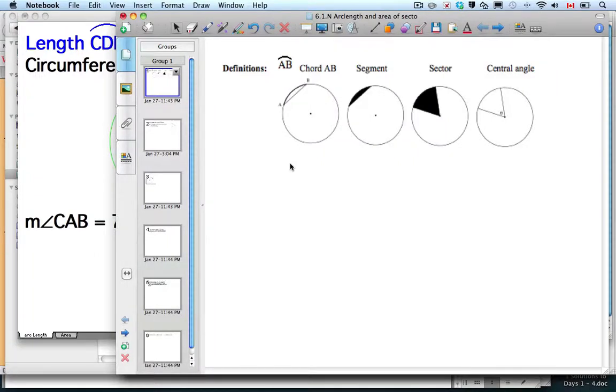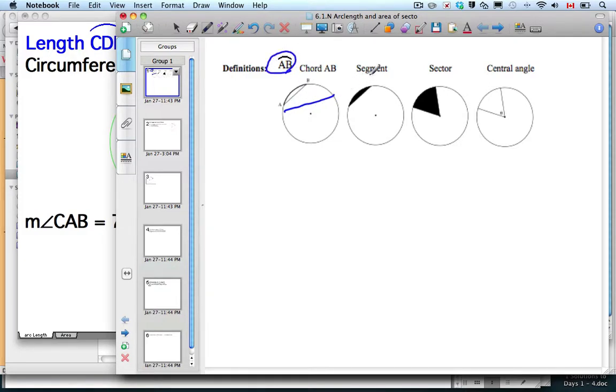Right, and we are looking at parts of a circle today. Just to get a few definitions going, we have a circle and we have a chord AB, which is this line that just connects one point of the circle to another point of the circle. This would be another chord, lots of chords. And this is an arc AB here, which is shown by this.